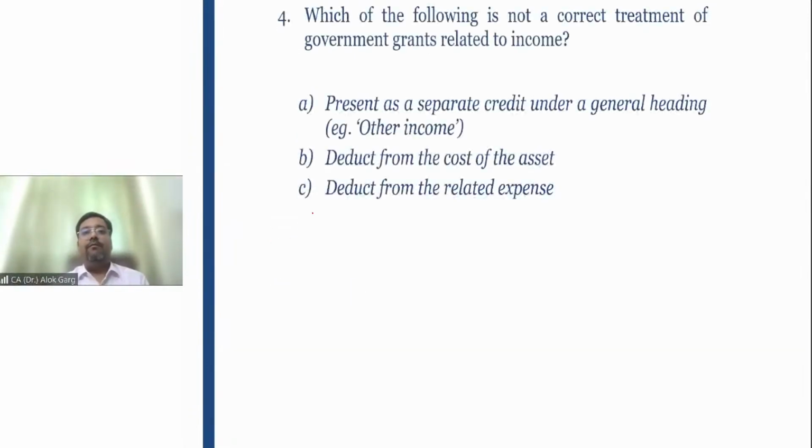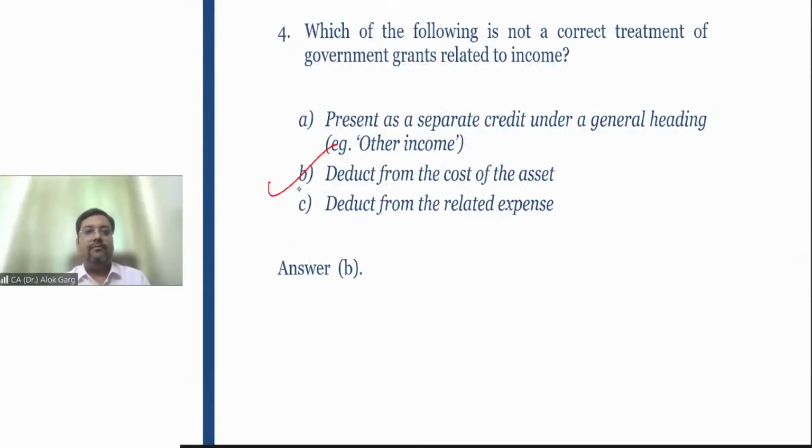Question number 4. Which of the following is not a correct treatment of government grant related to income? Present as separate credit under a general heading as other income. Deduct from the cost of the asset, deduct from the relevant expenses. So we are talking about the income. So of course, B is the right answer. Means you are not required to deduct from the cost of the asset. B is not a correct treatment.